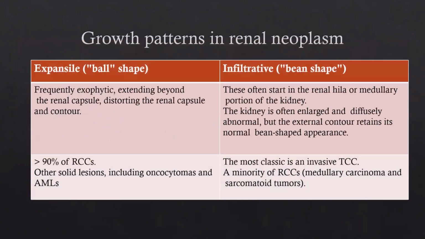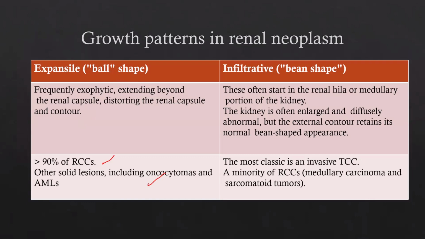Also, we have two types of growth of renal cell carcinoma, either expansile or infiltrative. Expansile means ball shape. If, for example, this is a kidney and this is a mass, this is ball shape, okay? This is the behavior of renal cell carcinoma and other solid mass lesions, oncocytoma and angiomyolipoma.